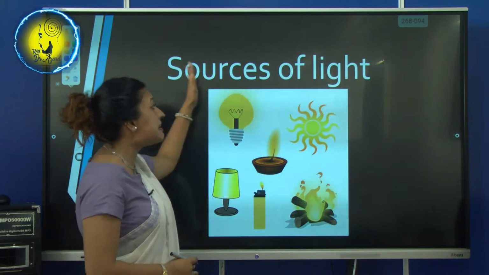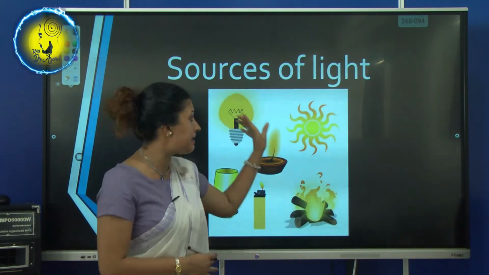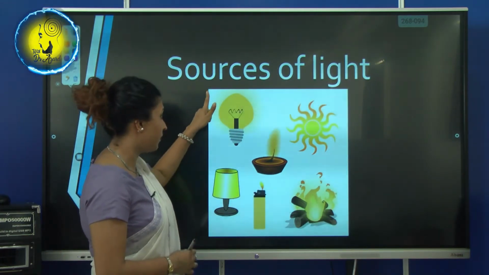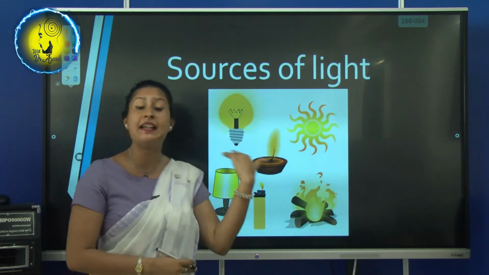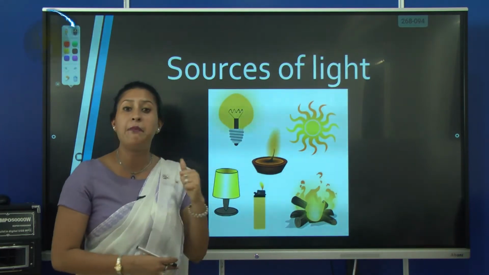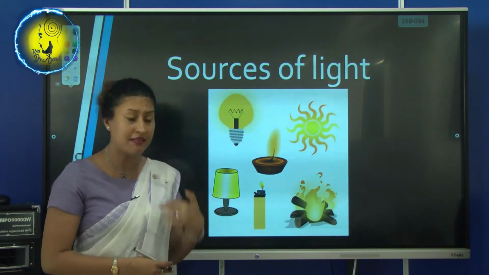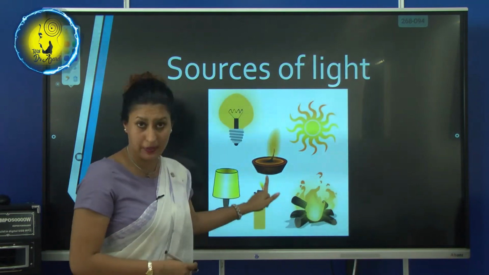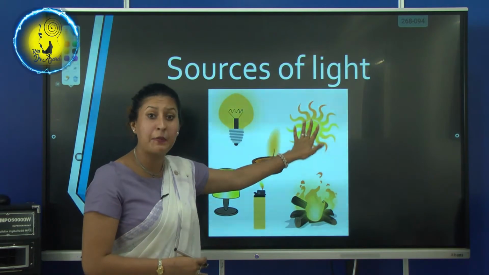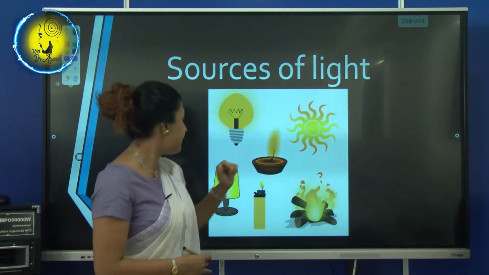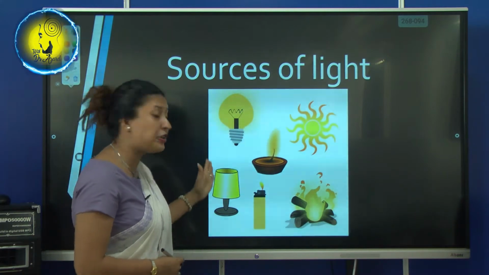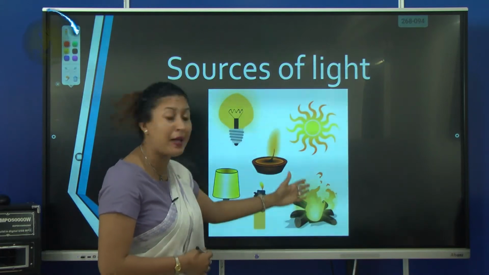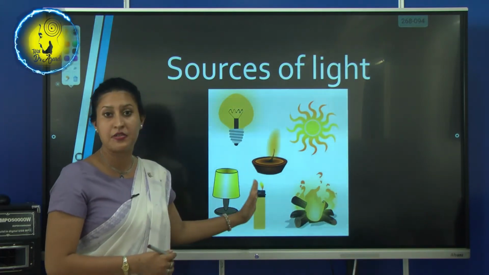Now let's go. These are the sources of light. Now look at this first one. It's a bulb. It gives us light. When we are in a dark place, my dear children, with the help of a light, we can see, isn't it? So this is a source of light. It's a bulb. And this is an oil lamp. And this is the sun, our main source of light, isn't it? So this is what you call a lamp shade, and this is a campfire, and this is also a source of light.